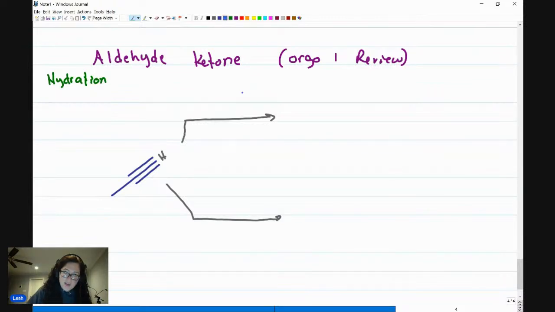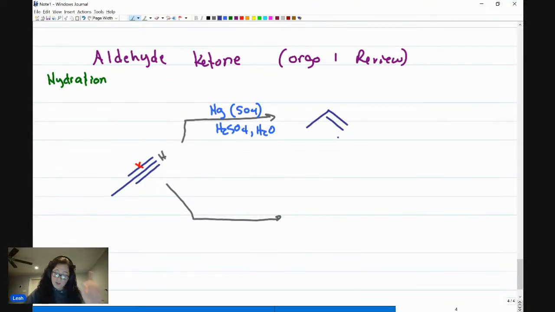The first one is oxymercuration. Hg is mercury, so the mercuration, that's the Hg. HgSO4 and H2SO4 and water. This is an acid catalyzed reaction. What happens, just like with the alkenes, we break one pi bond. That gives me a molecule that looks like this. Only one pi bond is broken, the other one remains. This one follows Markovnikov's rule. I'm just going to write Mark's rule because his name is way too long. And puts an alcohol at the more substituted carbon.